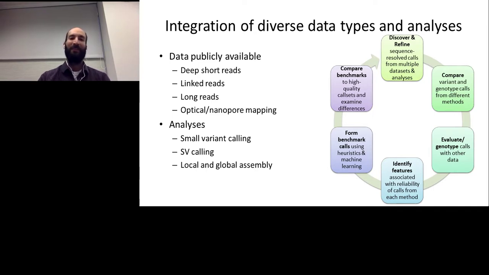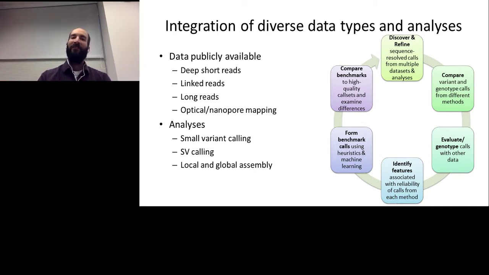So we have released benchmark calls based on small variant calling methods, and we're now working on structural variant calling and also incorporating in results from local and global assembly methods. And this is another sort of cycle that we go through where we try to discover and refine sequence resolved calls from multiple data sets and analyses. By sequence resolved here, I mean that we think we know what the actual sequence change is, as opposed to sort of just knowing that roughly some region of the genome might be duplicated or deleted.